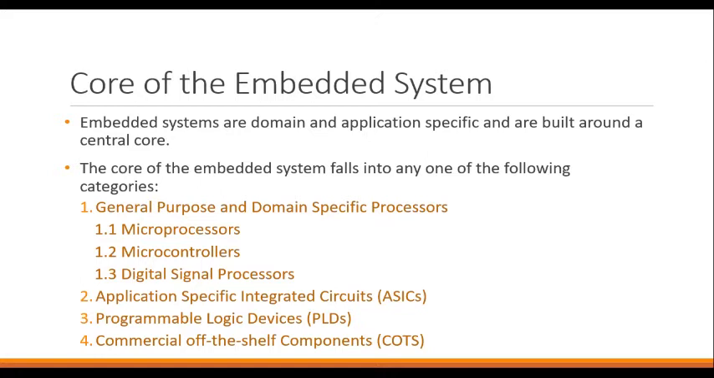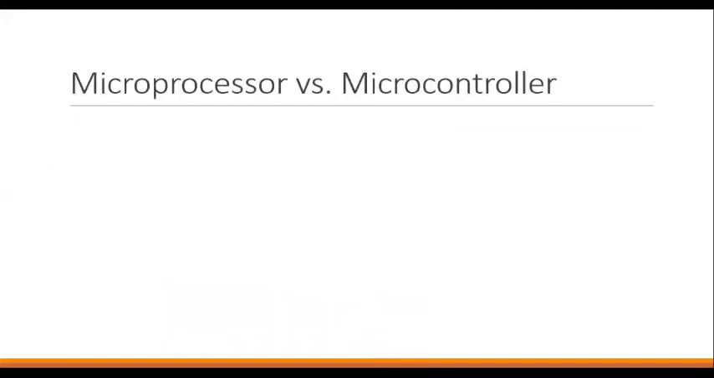So when we design an embedded system, we have to choose a particular processor or core which might fall in any of these categories depending on the application. Then we have certain differences between microprocessors and microcontrollers. This microprocessor or microcontroller can be the core of an embedded system.